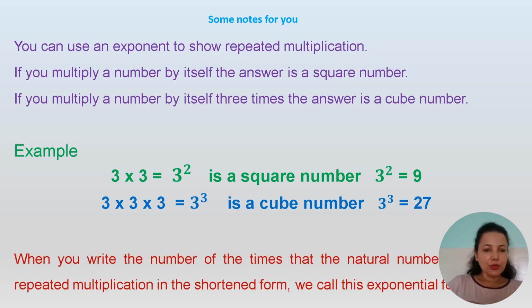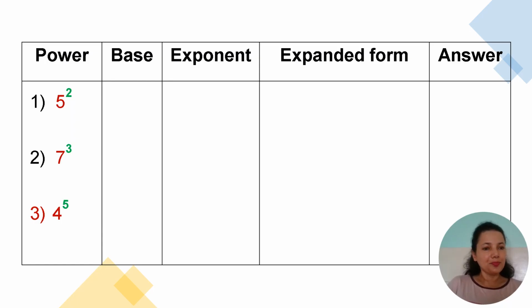Okay, so when you write the number of times that the number appears, it is repeated multiplication. And we call this its exponential factors, or it is in its exponential form. Right, so now let's move on to examples of how we can expand exponents.